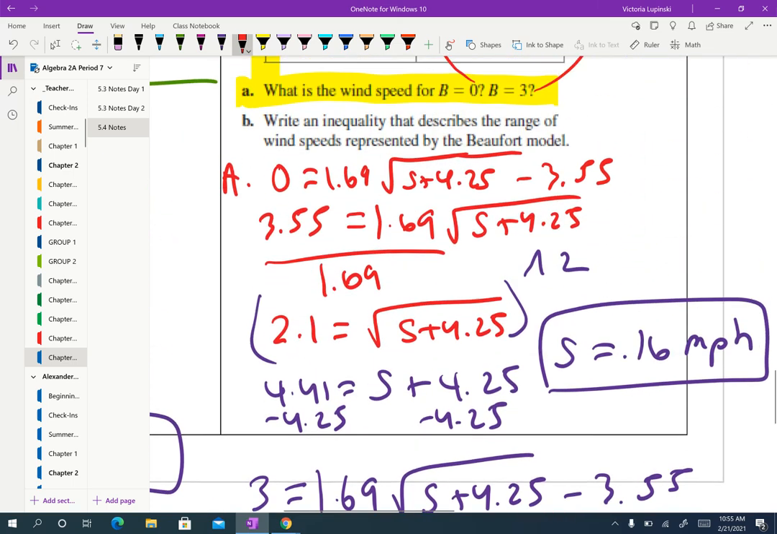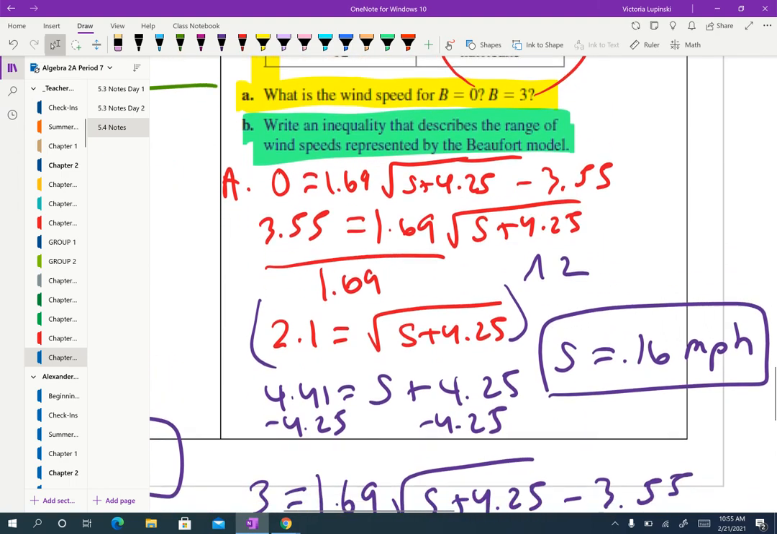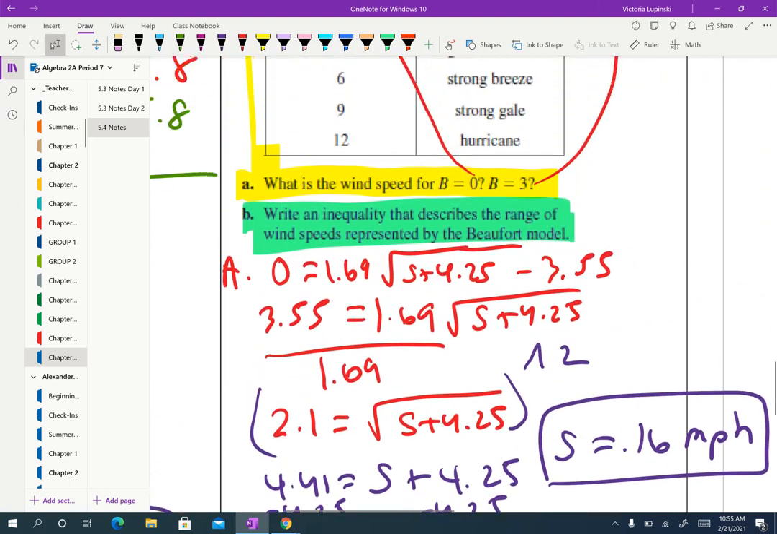So the last thing that they asked you here in part B is to write an inequality that describes the range of wind speeds based on the model. In order to do that, we would have to find the calmest wind and then also the hurricane wind. So we actually already did the first one. We found that the calm was 0.16. Then we actually did it for 3 as well, and we found that that was 10.75.